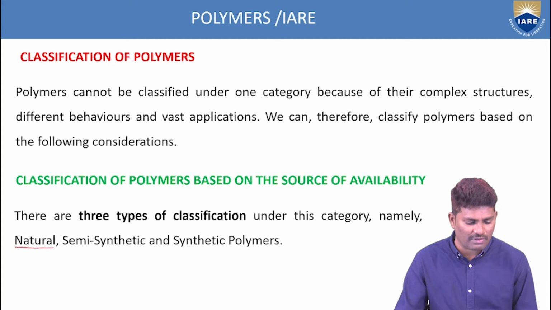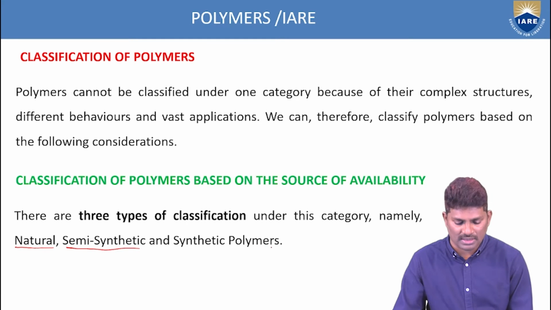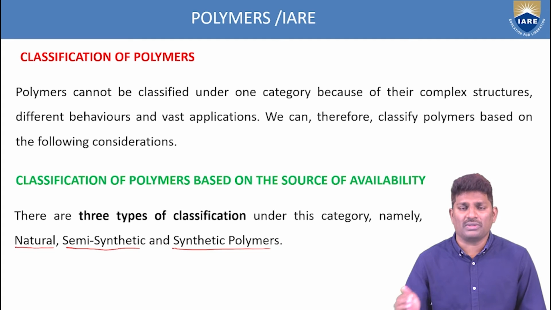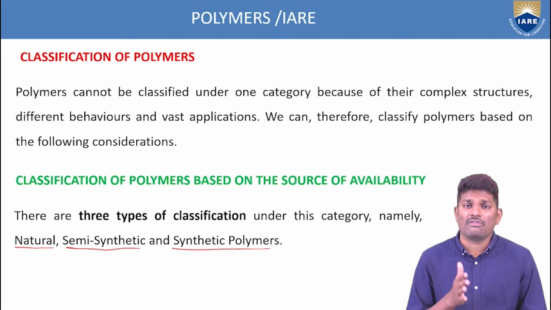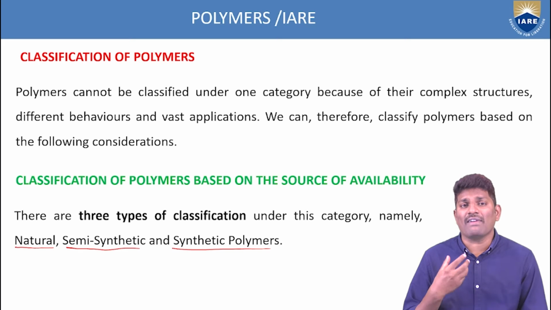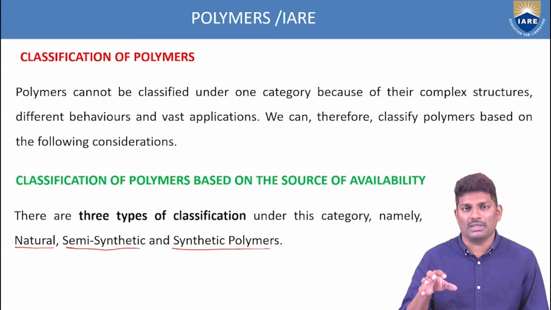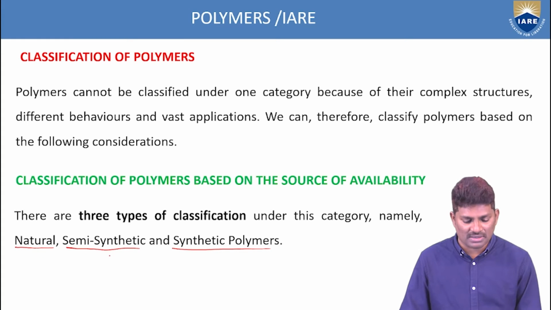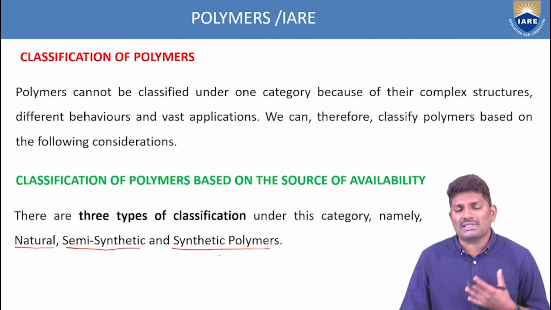So first is the natural polymer, second is the semi-synthetic, and third one is synthetic polymers. So these three come under the source of availability. This source of availability is about how it is being available, whether it is naturally available or semi-synthetic or synthetic. So you have to differentiate these three classifications under the source of availability. Now we'll see what is natural, what is semi-synthetic and synthetic polymers.